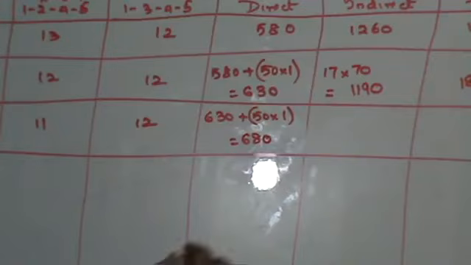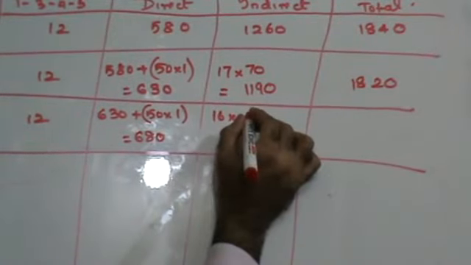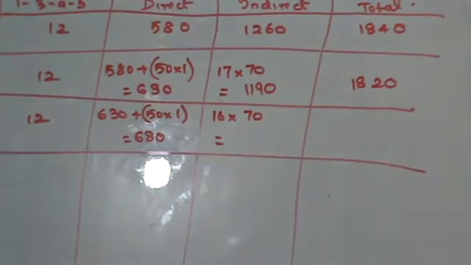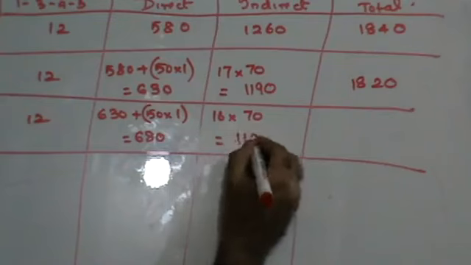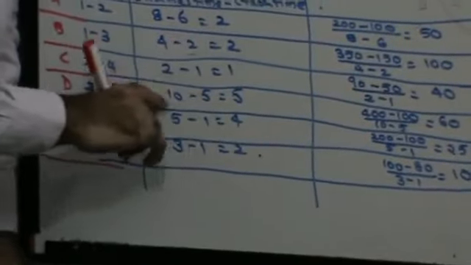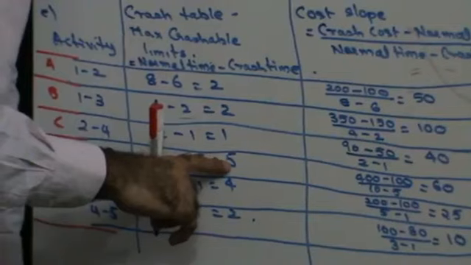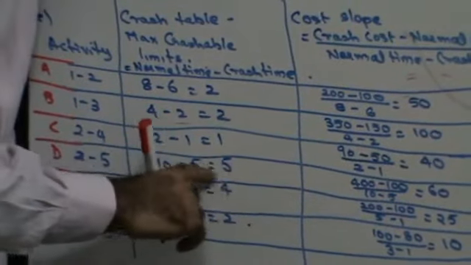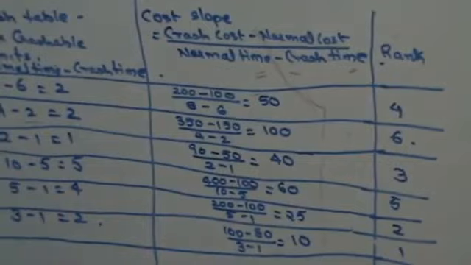Fine. Instead of 17 days, now my project is getting over in 16 days. So my indirect cost is 70 rupees per day. For 16 days, I will pay 1120. My total cost is direct cost plus indirect cost. So that comes up to 1800 rupees. I'm finishing my work in 16 days and I'm paying only 1800 rupees. Okay. I finished crashing of A by 2 days. The next thing I need to crash is D. D can be crashed by 5 days. And its crashing cost is 60 rupees per day, right?